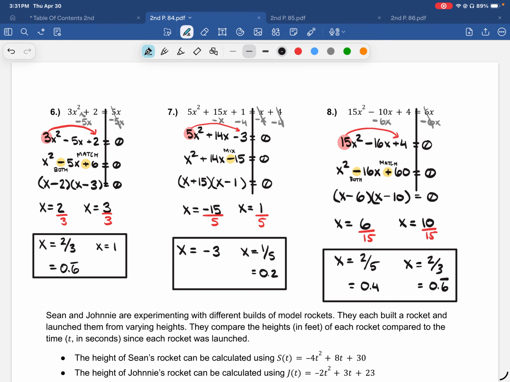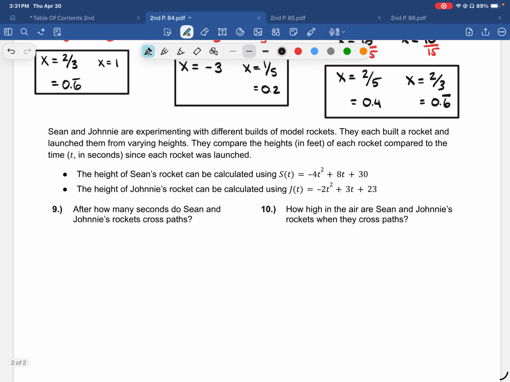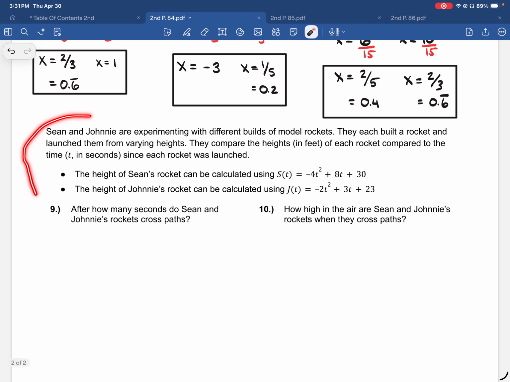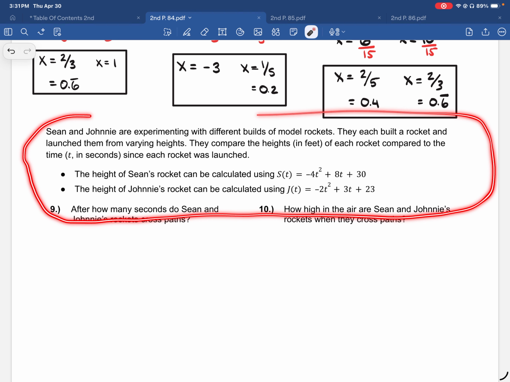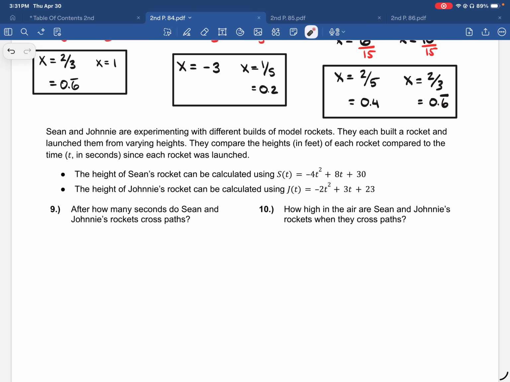Okay, let's take a look at number 9 and 10. 9 and 10 involve this word problem. Sean and Johnny are experimenting with different builds of model rockets. They each built a rocket and launched it from various heights.